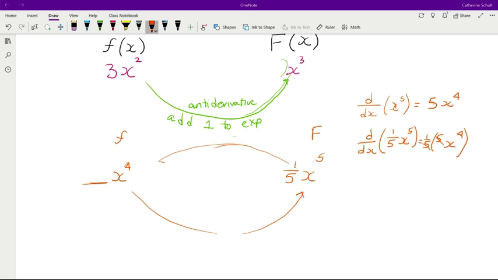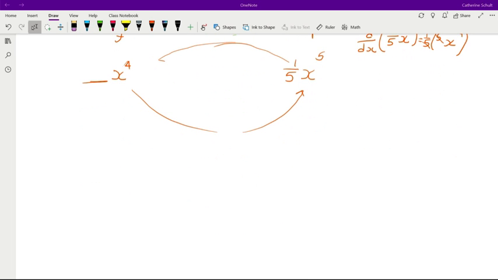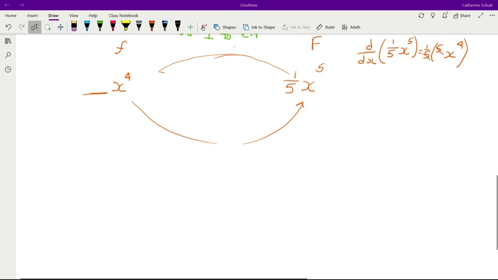All right, let's see if we can think of the pattern. What if our f function was now x to the 27th, and we wanted to find the antiderivative going in the opposite direction? Well, what do we do with the exponent? We are going to add 1. I'll write out all the steps. 27 plus 1 is 28. So we're going this way, antiderivative.